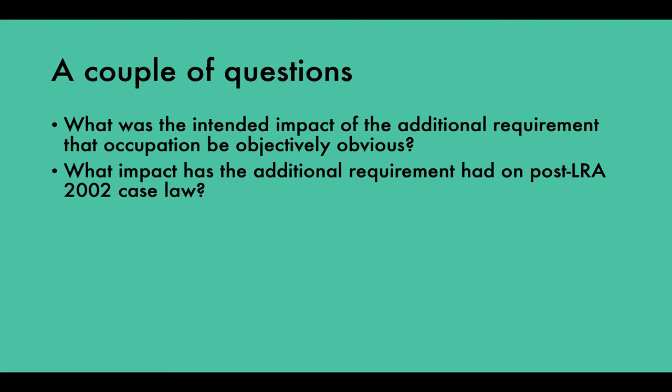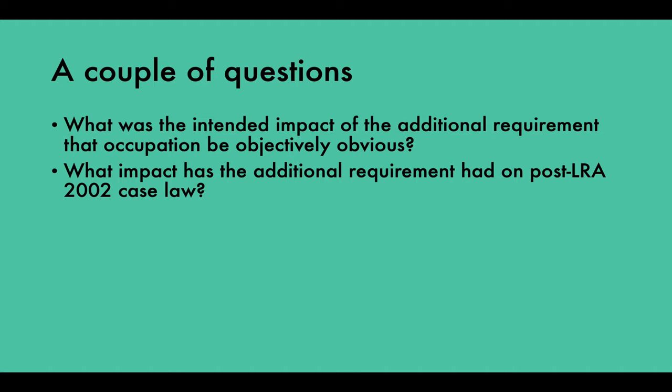What was the intended impact of the additional requirement that occupation be objectively obvious? What was the point in introducing the additional requirement in the 2002 Act of objectively obvious occupation? By requiring actual occupation and obvious occupation, the intention of the drafters must have been to limit the scope of paragraph 2, so to limit the interests that would override under paragraph 2. If you limit the scope, this is not so good for right holders, but good for purchasers.